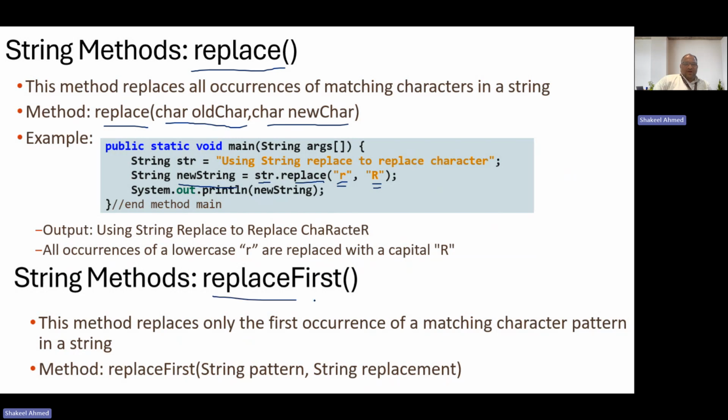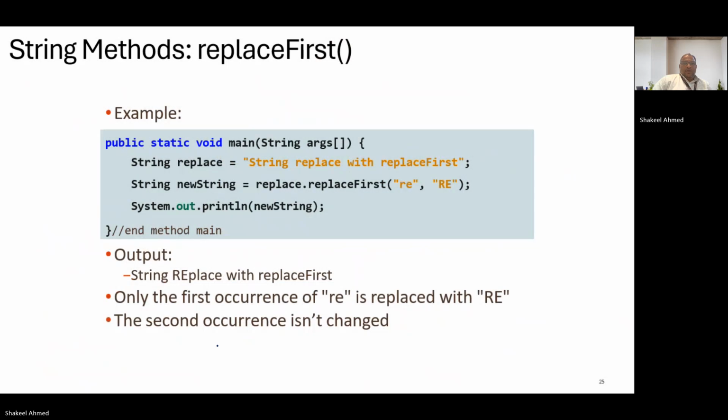Now, replace first. Here there is another method for the first time only. This method replaces only the first occurrence of a matching character. The replaceFirst method takes a string parameter or a pattern, and the string replacement. You have to give the string you want to match and the one you want to replace it with. The method used here is replaceFirst. In the example, you have a string and the method you want to use is replaceFirst.